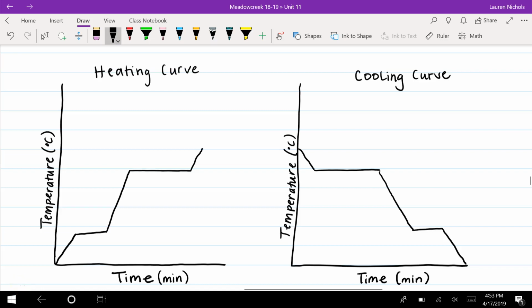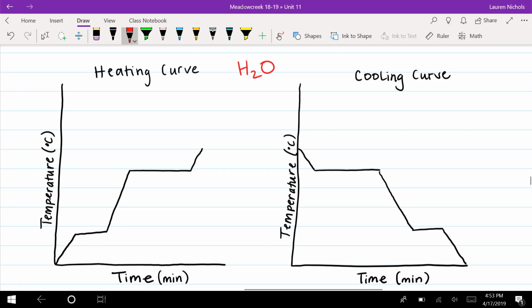So I want to talk about heating and cooling curves, because with heating and cooling curves, the common misconception is where things are taking place and things like that. So for the first part, we want to look at temperatures. So let's say these are both heating and cooling curves for water.